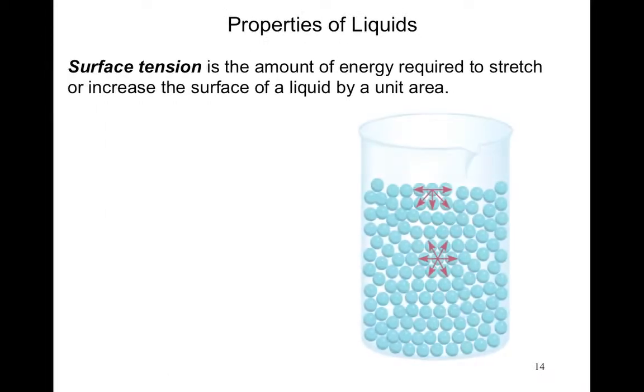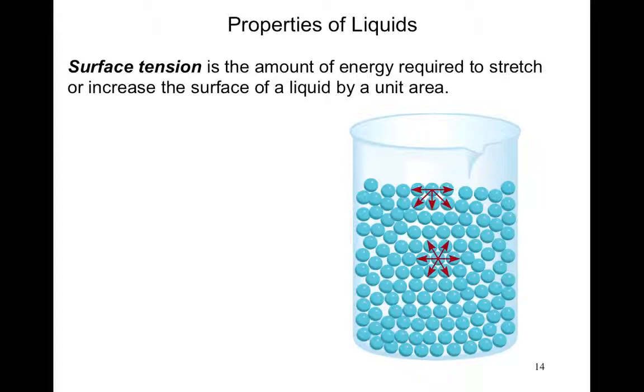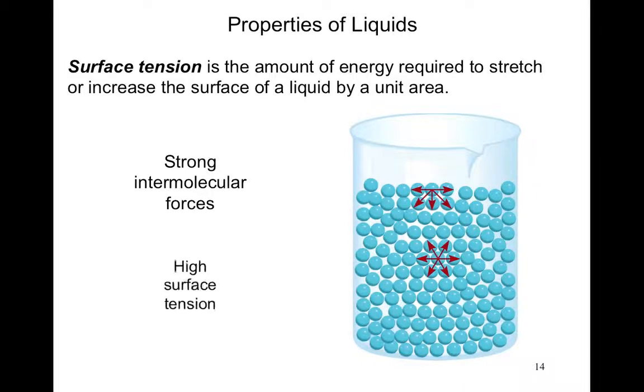All right, so properties of liquids. Now we're going to the liquid and solids part of this chapter. We're done with the intermolecular forces. So surface tension: if you've ever seen maybe pepper floating on water, or a little water glider bug on the surface of a lake, you've seen surface tension. It's the amount of energy required to stretch or increase the surface of a liquid by any unit area. If you have really strong intermolecular forces, then you're going to have a really high surface tension.